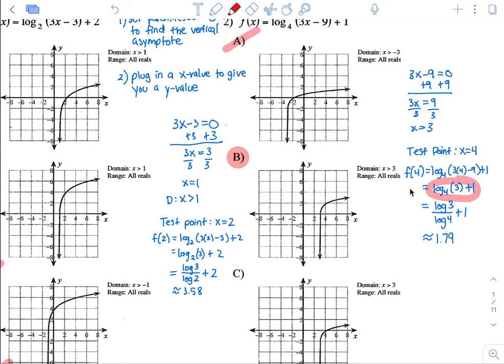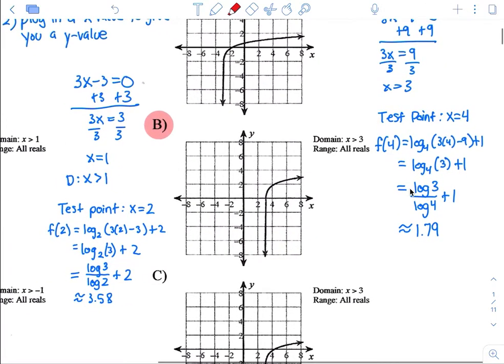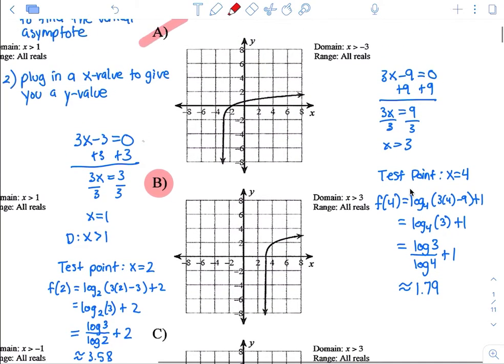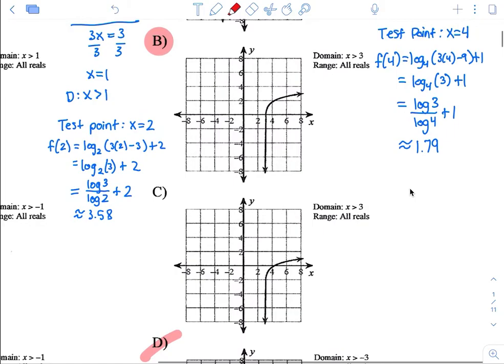You either plug this into your calculator if it lets you, or you guys have to change this to the change of base formula, which is simply just log of what's in the parentheses, 3, over the base, log of 4. So log 3 divided by log 4, put that in your calculator, and then add 1. 79. So which one's at 4 comma 1.79 between B and C? Not this one, so it has to be B.